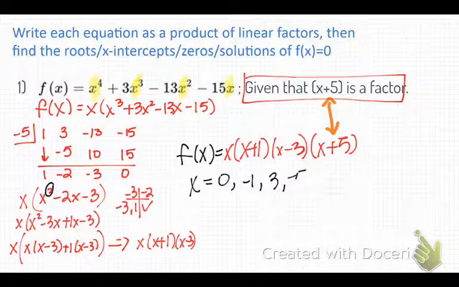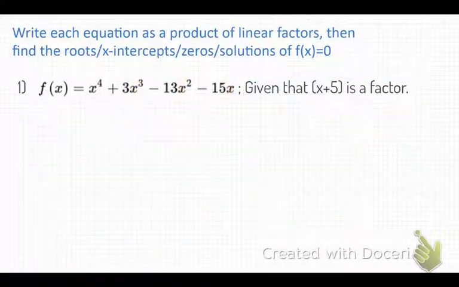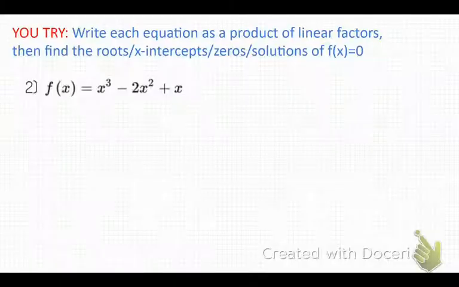And -5. Okay, am I right now? 0, -1, 3, and -5? Yes or no? Yeah. Sorry, I fixed it. Sorry about my mistake. Now that's the full answer, okay? Ready for you to try one? Okay, so the second one is a you try, and so are the last 5.